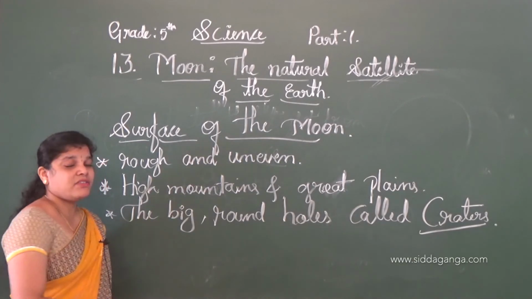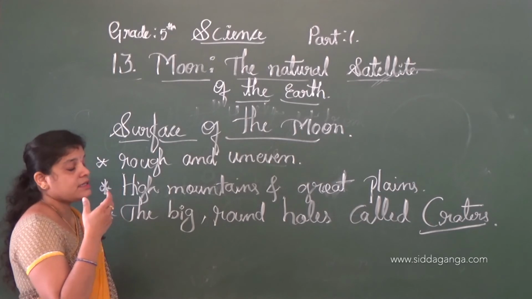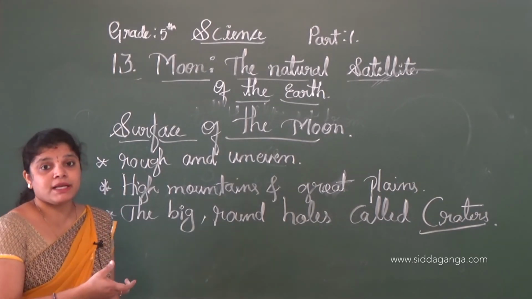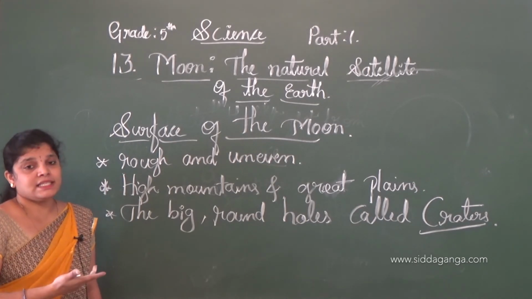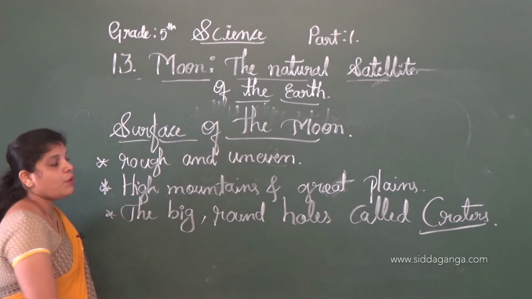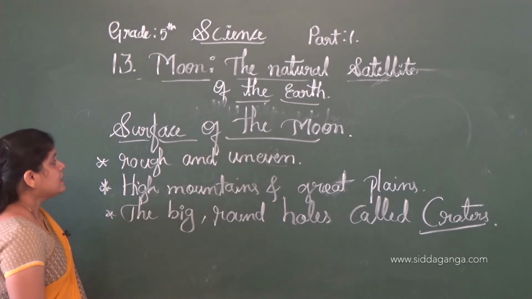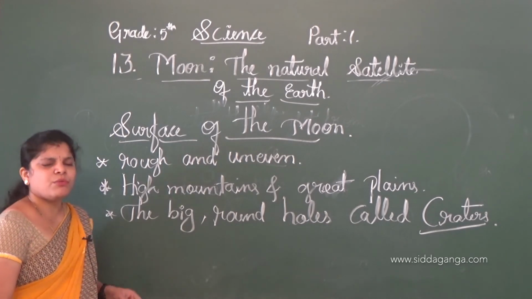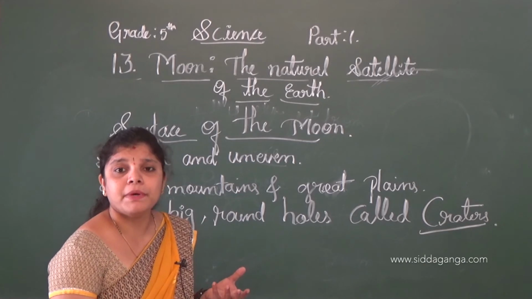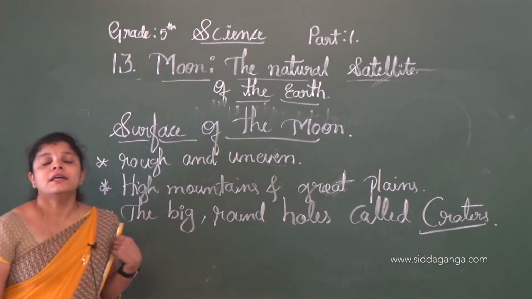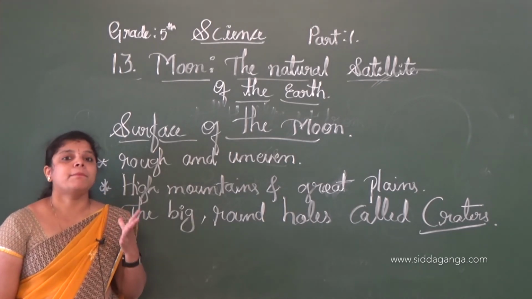See, the surface of the moon is uneven, rough, and has high mountains and great plains, and there are big round holes over there. These big round holes are called what? Craters. Okay. Yes. See, the surface of the moon is very uneven and rough. Why? Because many meteoroids hit the surface of the moon. So that's why these meteoroids make big holes.